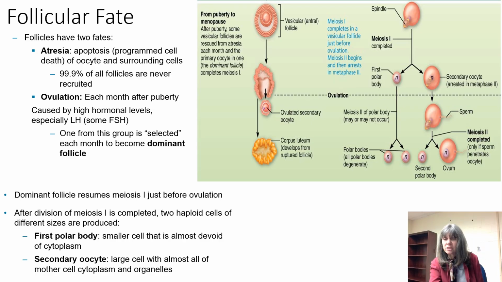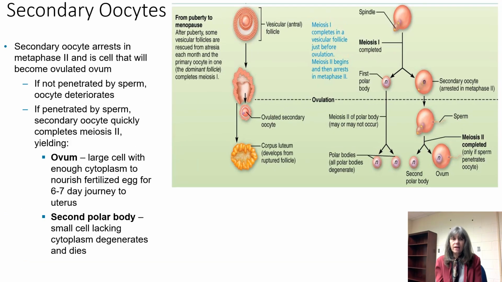Now, meiosis 2 is only completed, this division of DNA is only completed if that sperm penetrates the oocyte. So secondary oocytes are going to arrest in metaphase 2, and that is the cell that will become the ovulated ovum. If it's not penetrated by a sperm, if it's not fertilized, it will very simply deteriorate. However, if it is penetrated and fertilized by a spermatocyte, then that secondary oocyte will quickly complete meiosis 2.